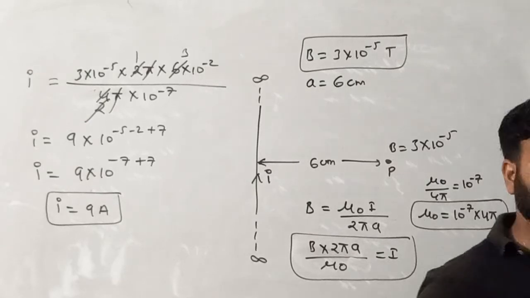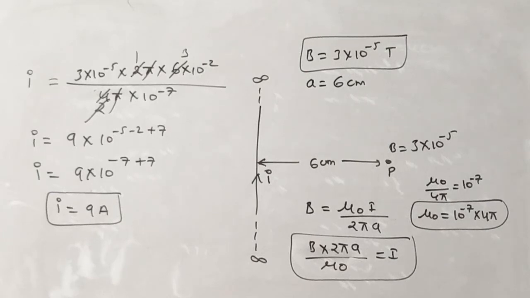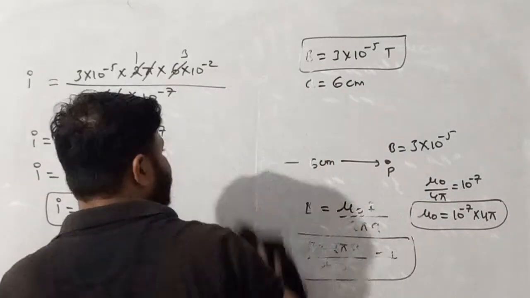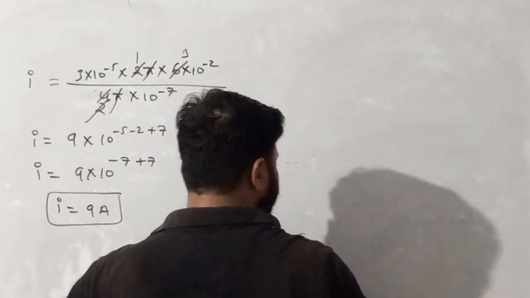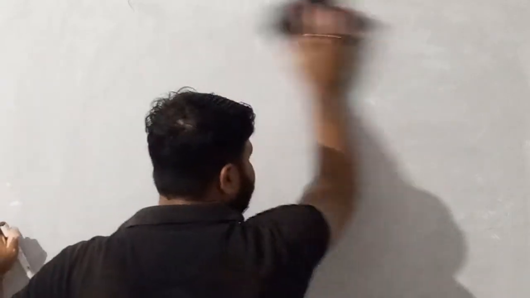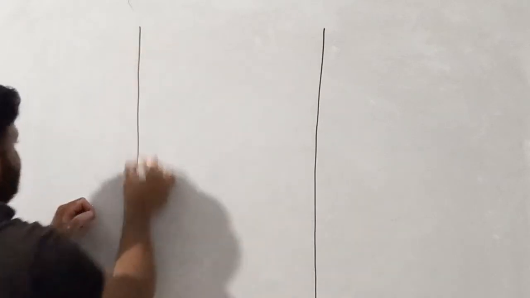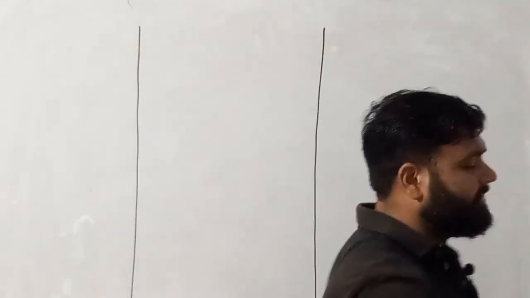Calculate the magnetic field at the center of a square whose side is 10 centimeter, and the current which is flowing is 10 ampere.